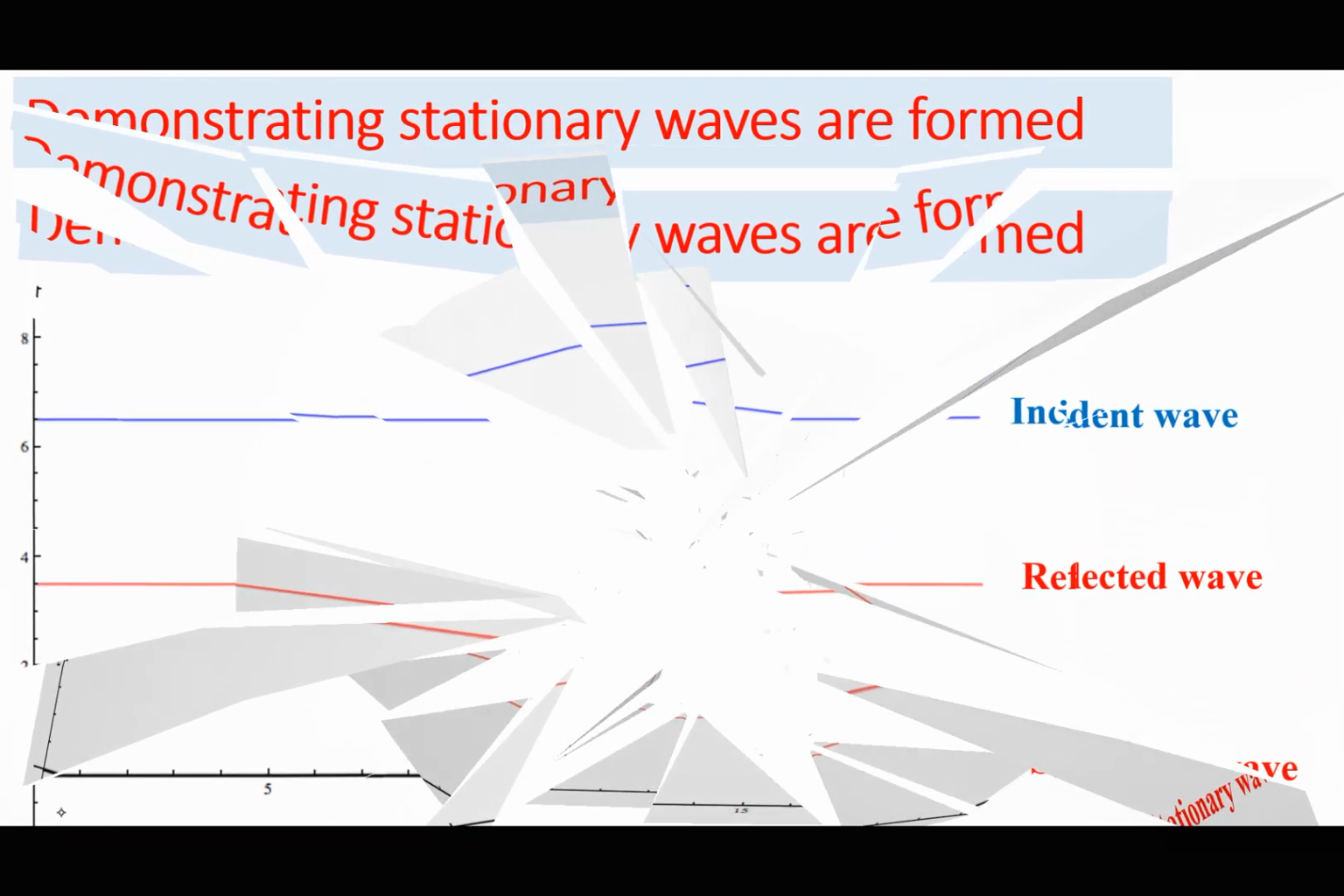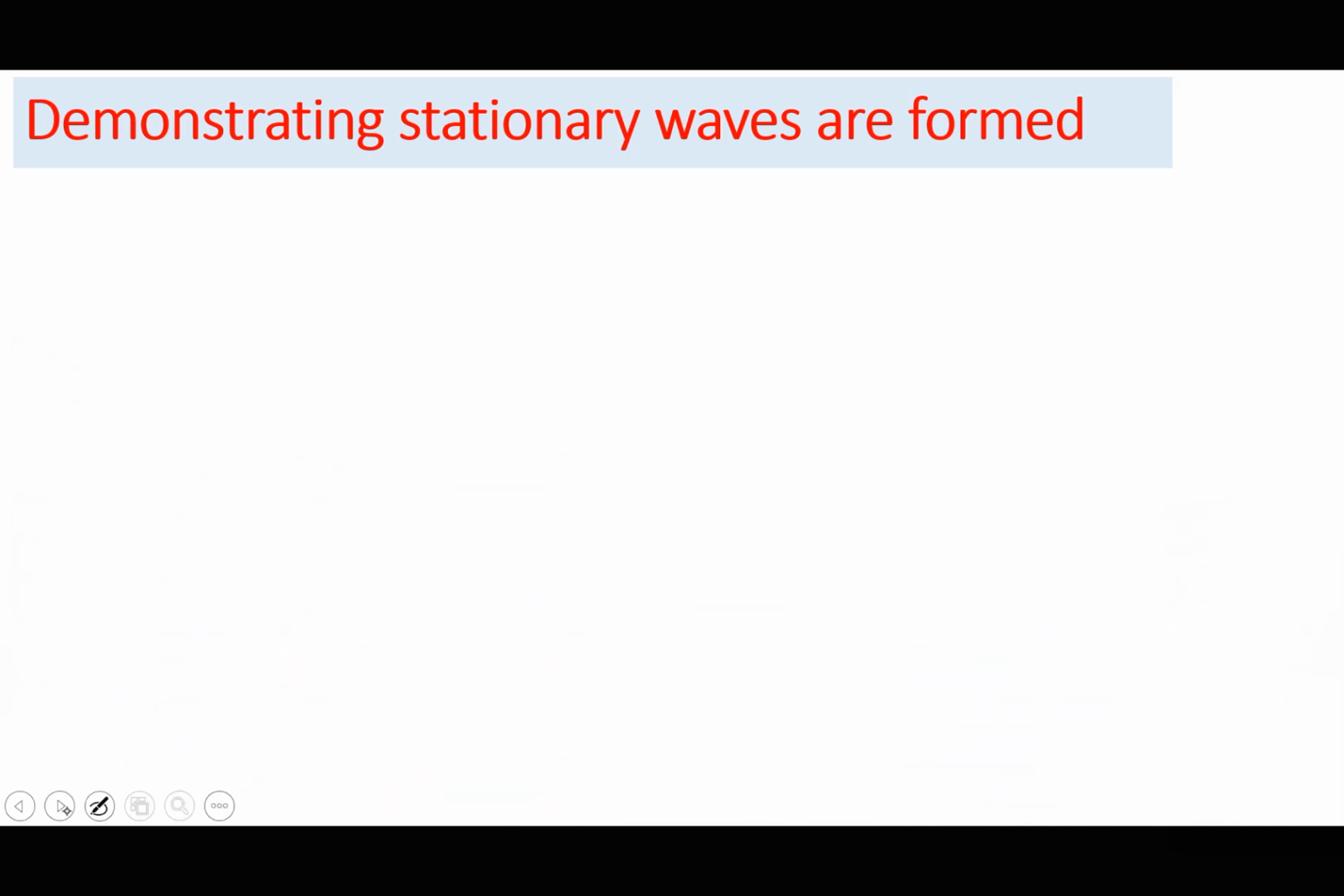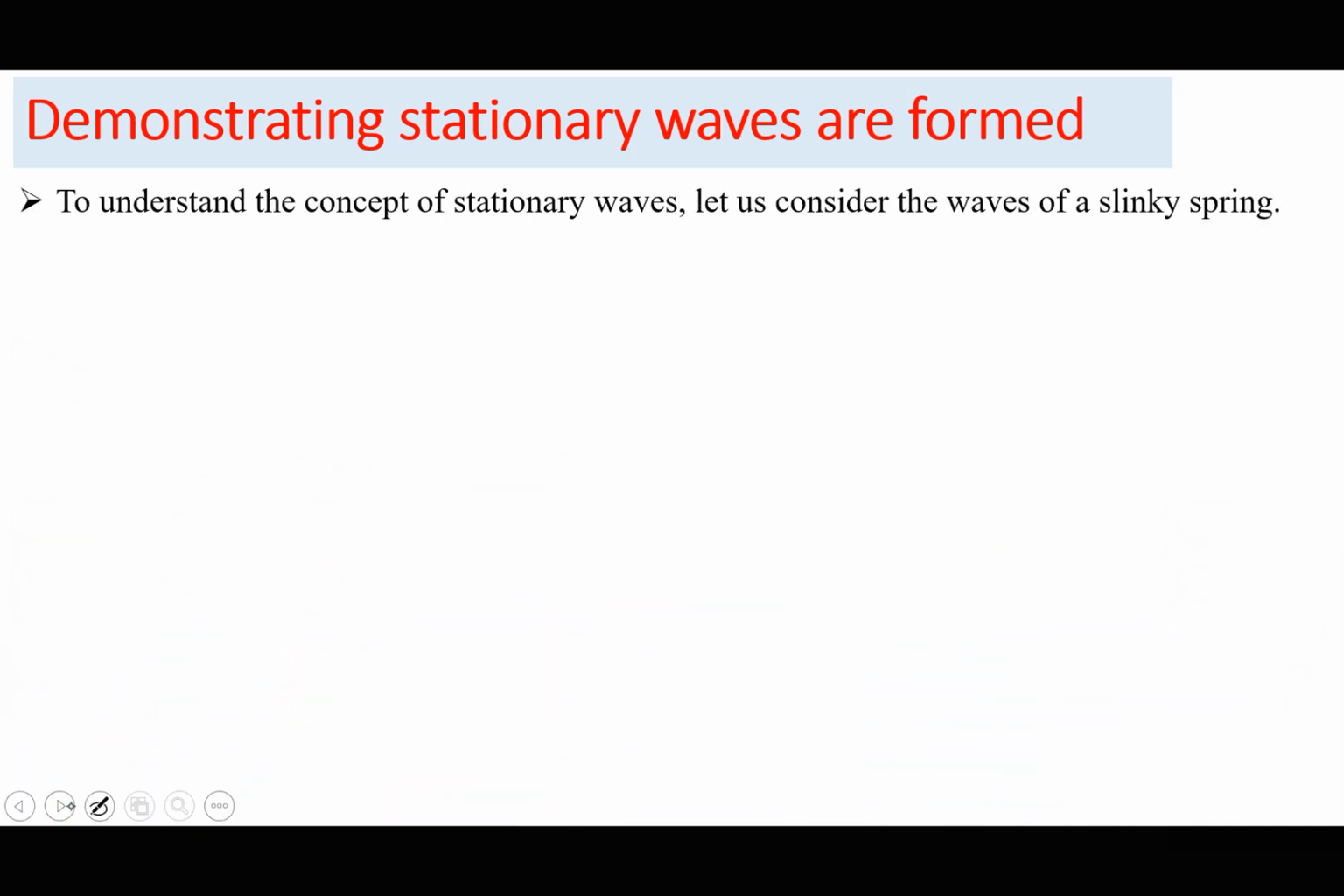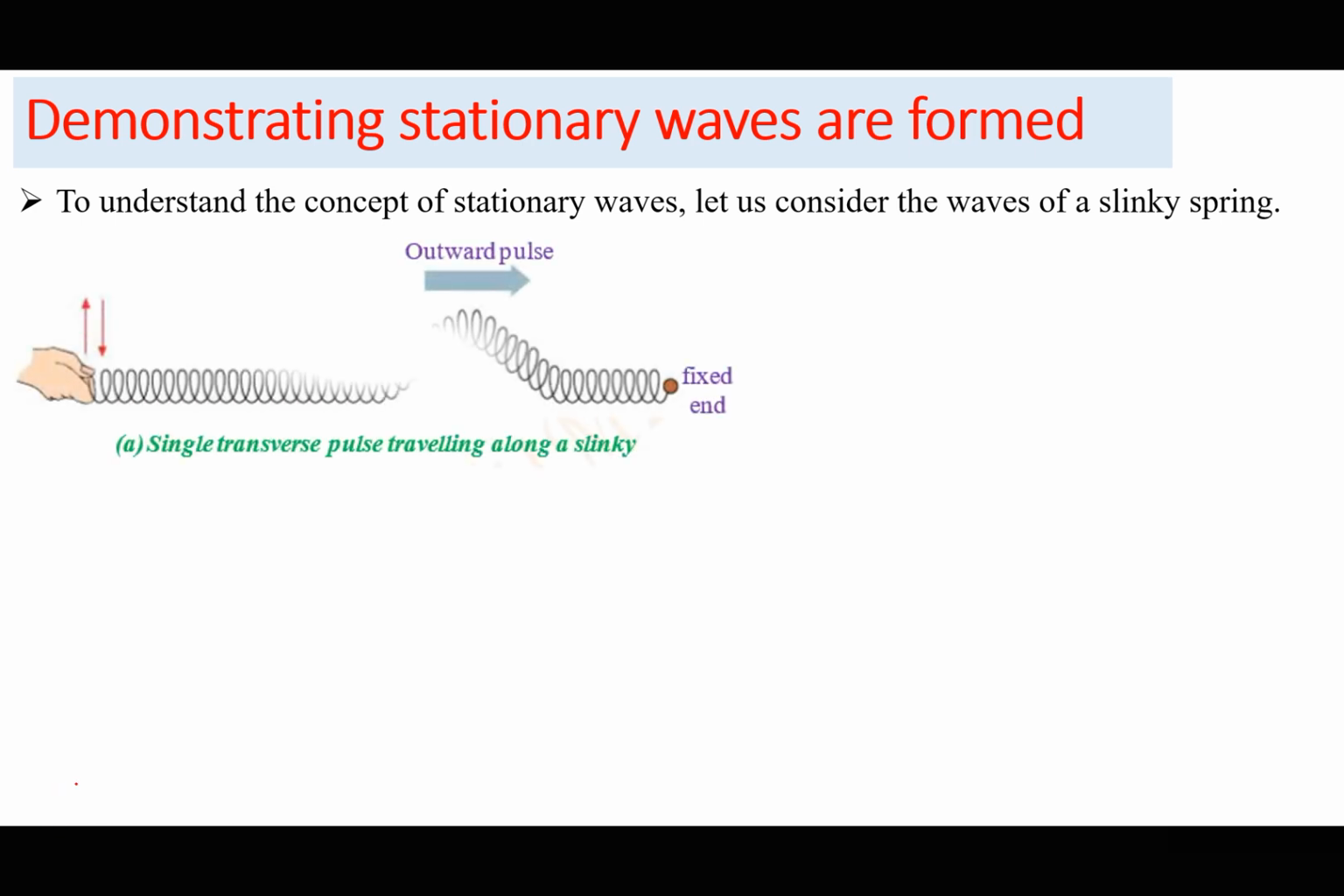Okay, so we are still demonstrating stationary waves. To understand the concept of stationary waves, let us consider a slinky spring, because a slinky spring is easily found in the laboratory. You might have seen such a coil of spring where you can cause it to move up and down, for example, to cause a wave to propagate from one end to the other end. So a wave is sent which makes the crest move from the left hand side to the right hand side. In other words, the energy is propagating from left to right.